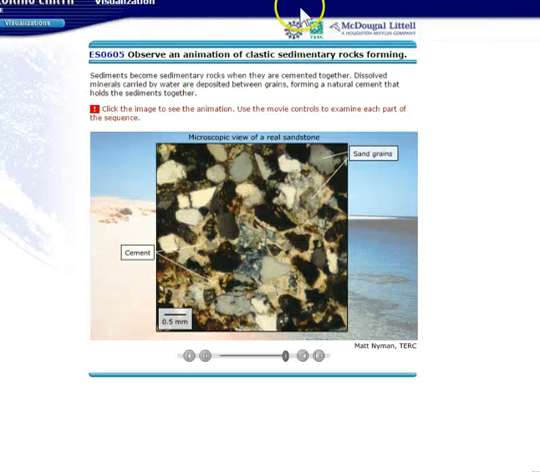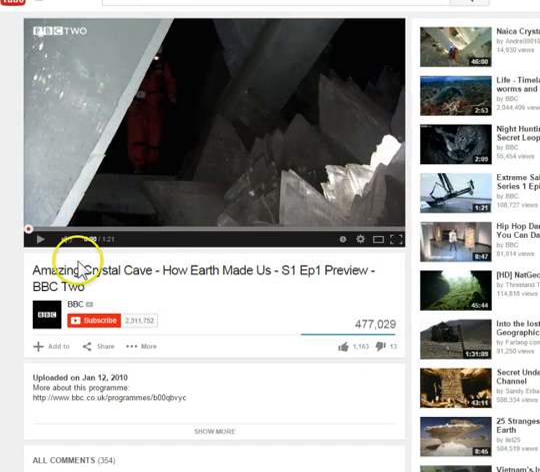Something really cool is if we look here at the Crystal Cave video, and I'm going to push play here, you're going to see crystals that formed in this cave in Mexico, all from this chemical process. So let's just do a quick showing of that.